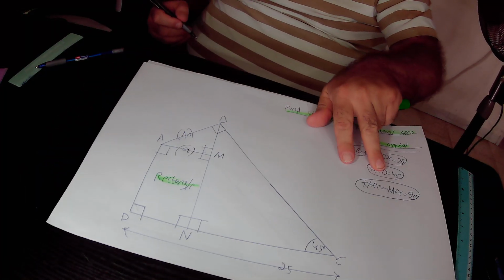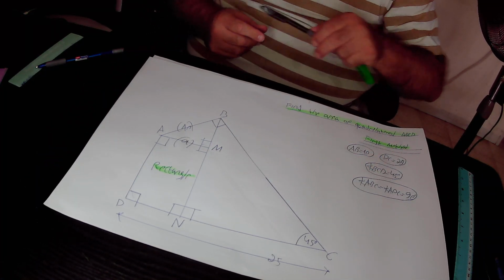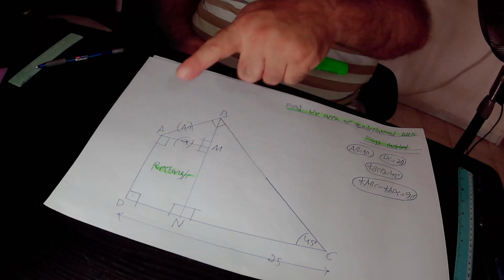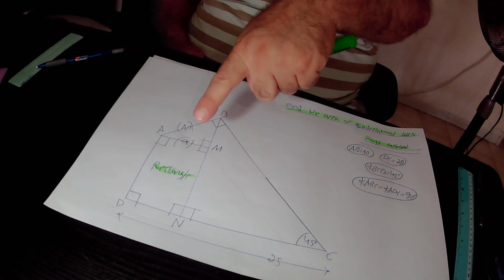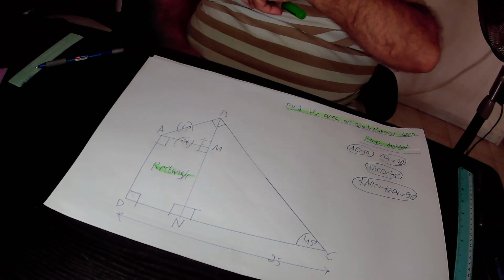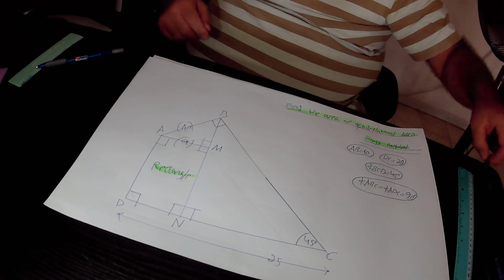We know that the opposite sides of a rectangle are equal to each other. So in rectangle AMND, side AM must be equal to the opposite side ND. But AM is a, therefore the opposite side ND must also be equal to a units in length.